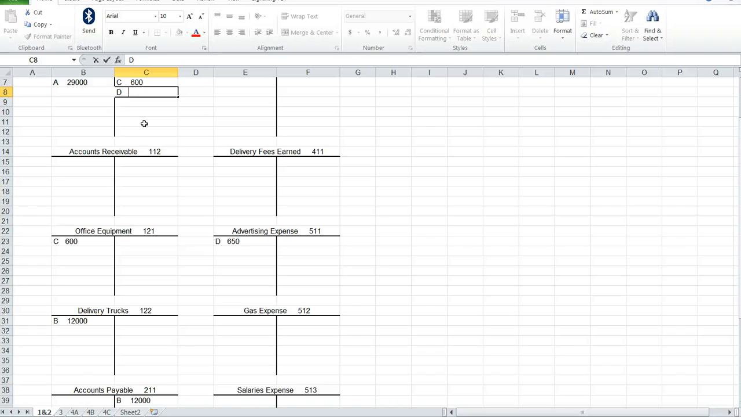As you know, cash is an asset. The rule is we debit to increase and credit to decrease all assets. So there's a $650 credit there. Simply hit enter. Go on to the next one, transaction E, collected cash for delivery services rendered.